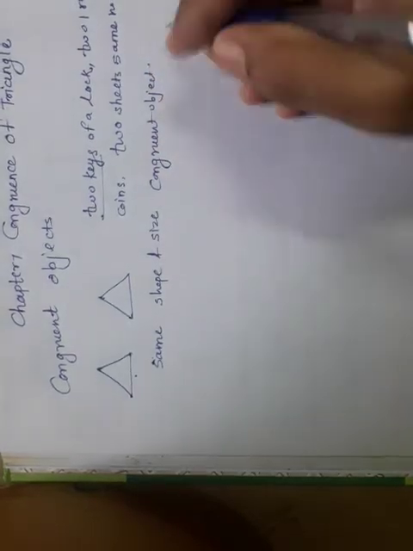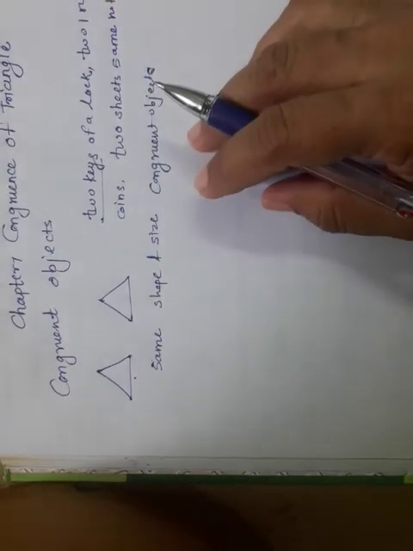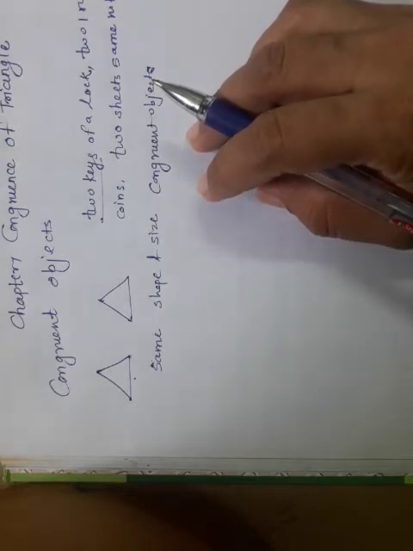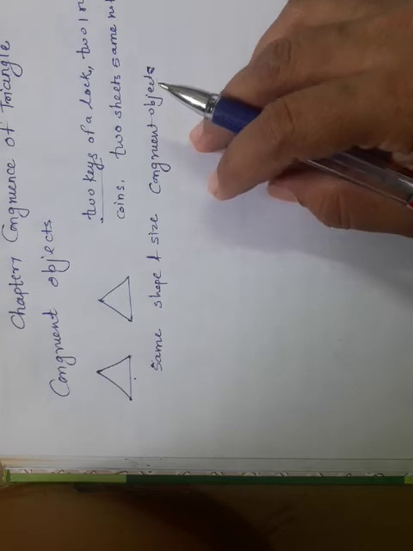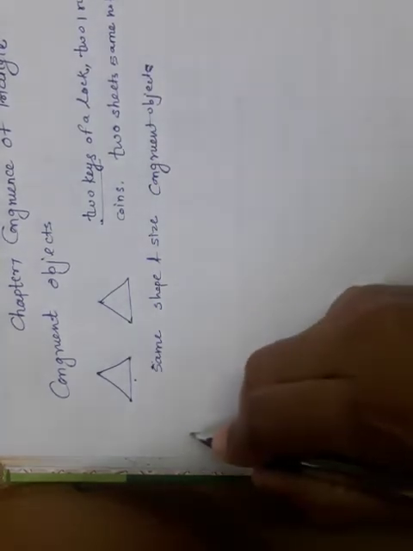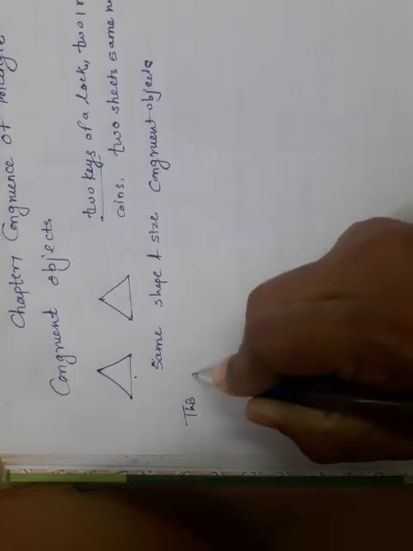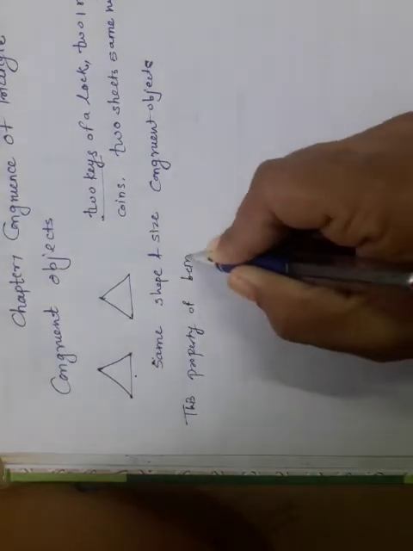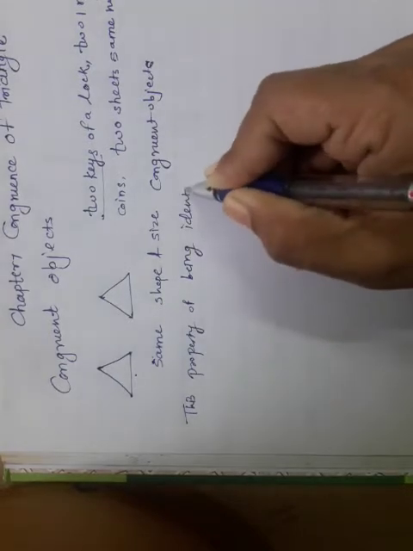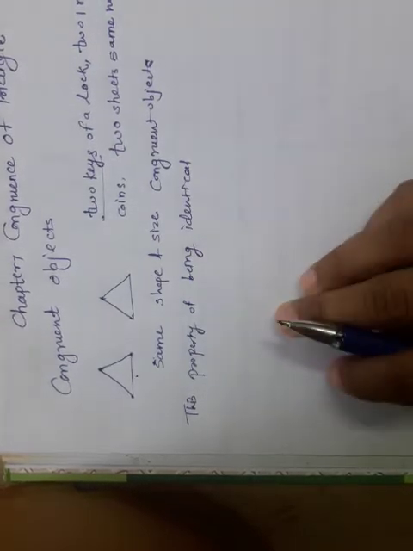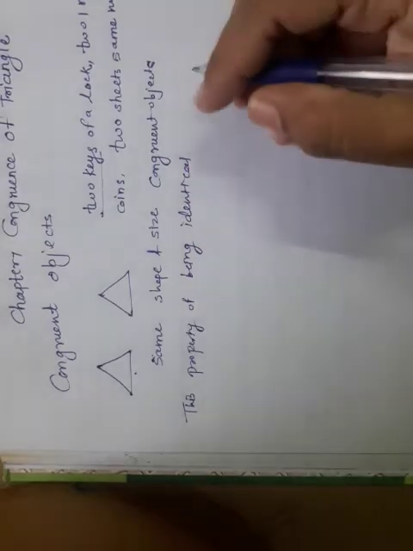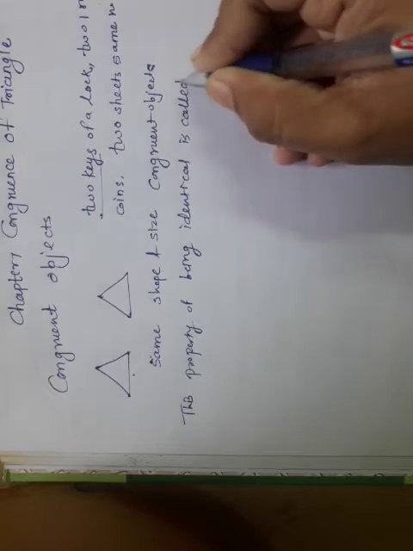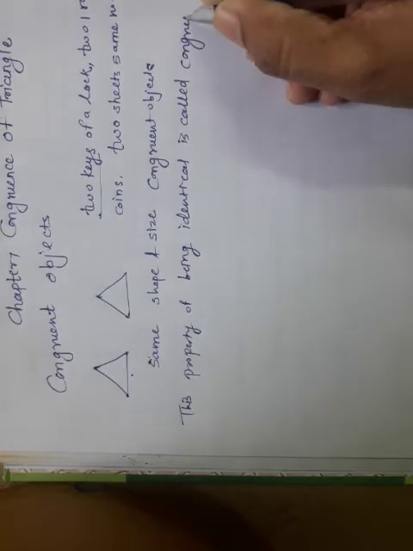Now in geometry also, two figures identical in shape and size are said to be congruent. The property of being identical, identical means what? Same shape and size. This property of being identical is called congruence.